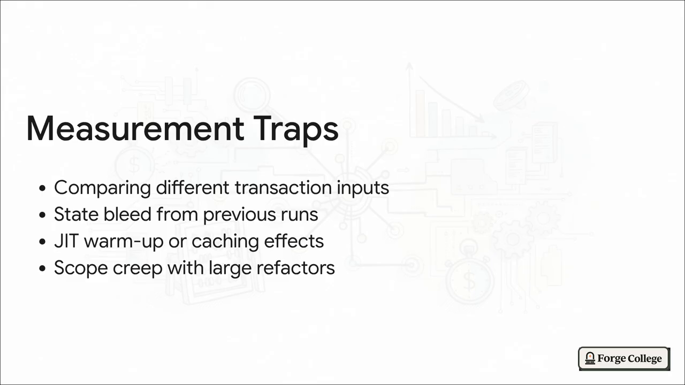First, comparing different transaction inputs. We just talked about that. Keep them identical. Second, state bleed from previous runs. If you don't reset your validator between comparisons, leftover state might artificially favor the optimized path. Third, JIT warmup or caching effects. Sometimes the runtime caches things, making subsequent runs look artificially fast. Just restart the validator to clear this. And finally, scope creep. Doing too much at once completely breaks your ability to attribute the savings.